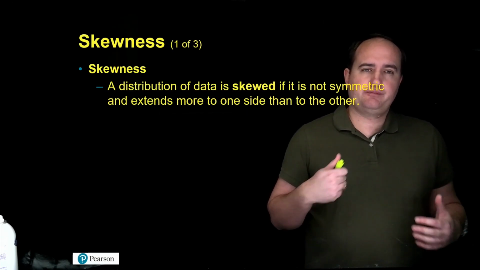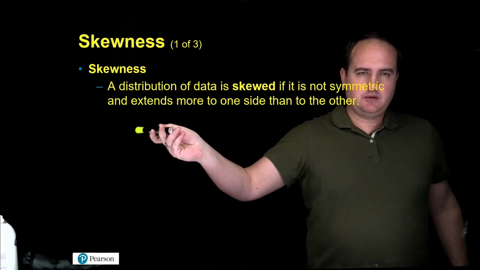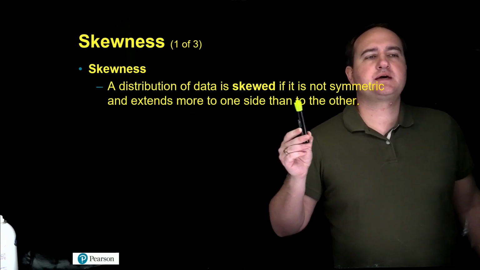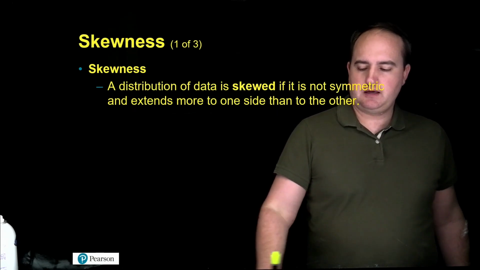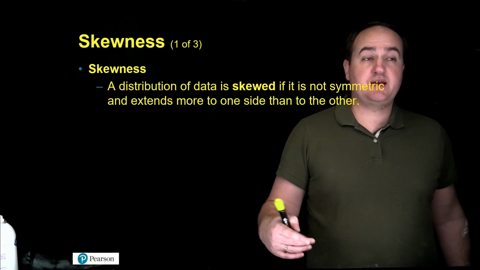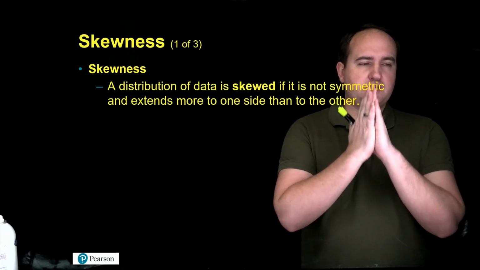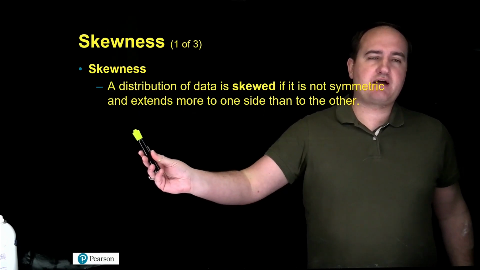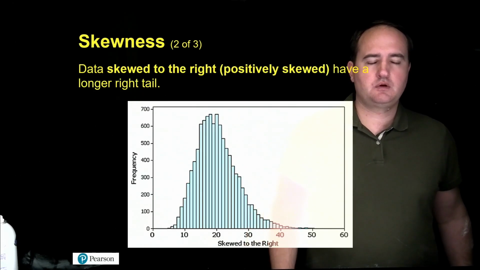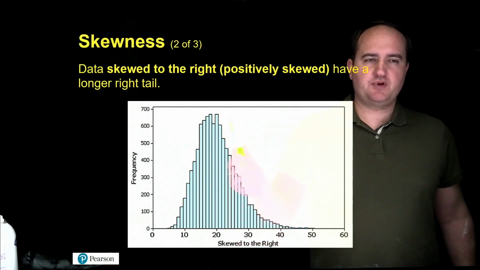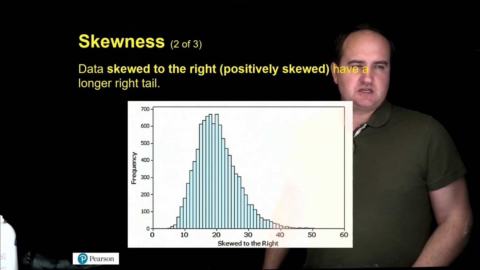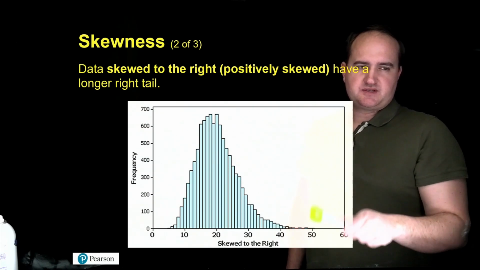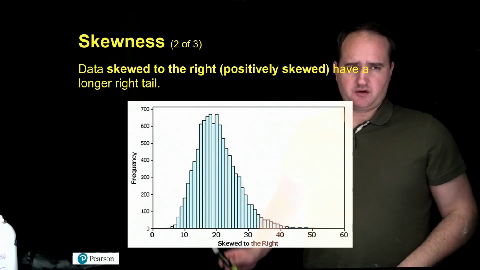So when you have a skewed graph, skewness means that a distribution of data is skewed if it is not symmetric and extends more to one side than to the other. So remember, with a normal distribution, we said that it had to be bell-shaped and also roughly symmetric. So the left half and the right half had to roughly be a mirror image of one another. So if the graph extends more to one side than to the other, then we can see that for example, here on this graph, it's all zoomed in now, we can see it better. This one is called skewed to the right or positively skewed because the tail on the right is longer than the tail on the left.